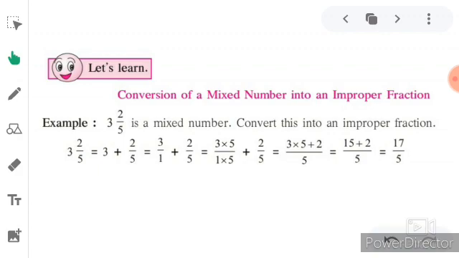So here 3 upon 1, then plus 2 upon 5 as it is. Then this fraction is converted into 5, means we will have to take 5 in place of 1. So we will multiply that 1 by 5. 1 5s are 5. Okay, then again 3 5s are 15. So likewise we will have to convert.